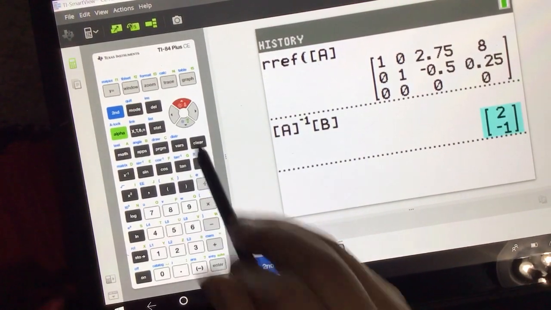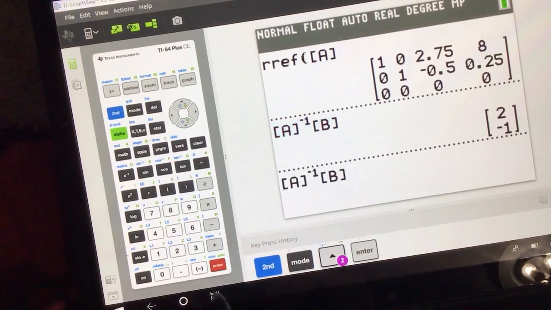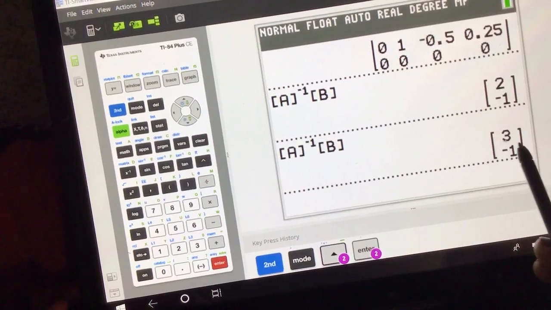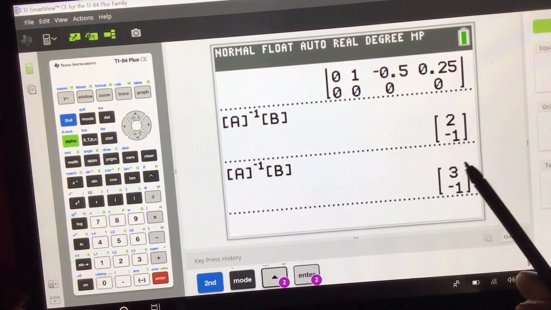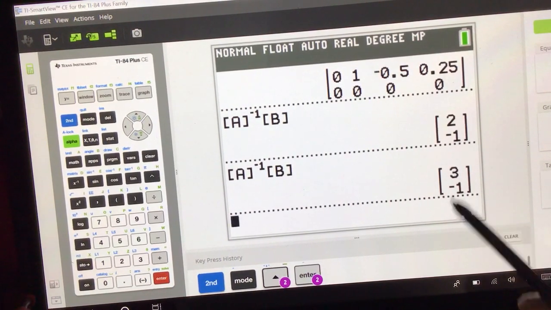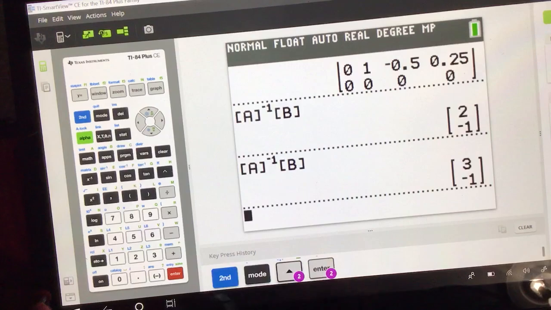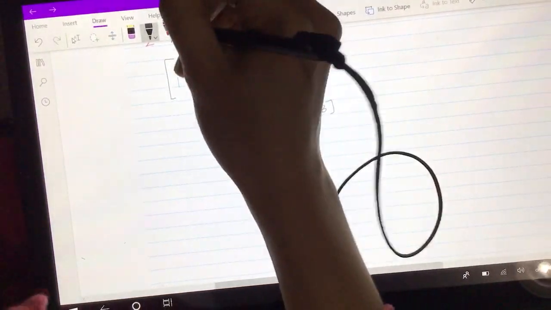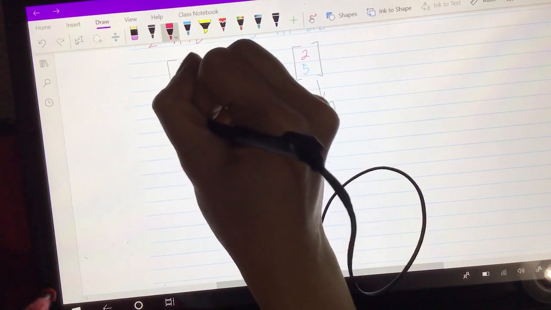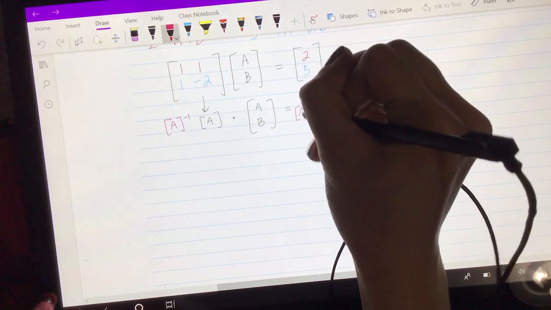I'm just going to actually go up and select that and hit enter again. Now, this is telling us the answer is the matrix 3, -1. What that means is that the variable A is 3, the variable B is -1. So let's go back to our problem. Remember, we had to multiply by matrix A inverse on both sides.